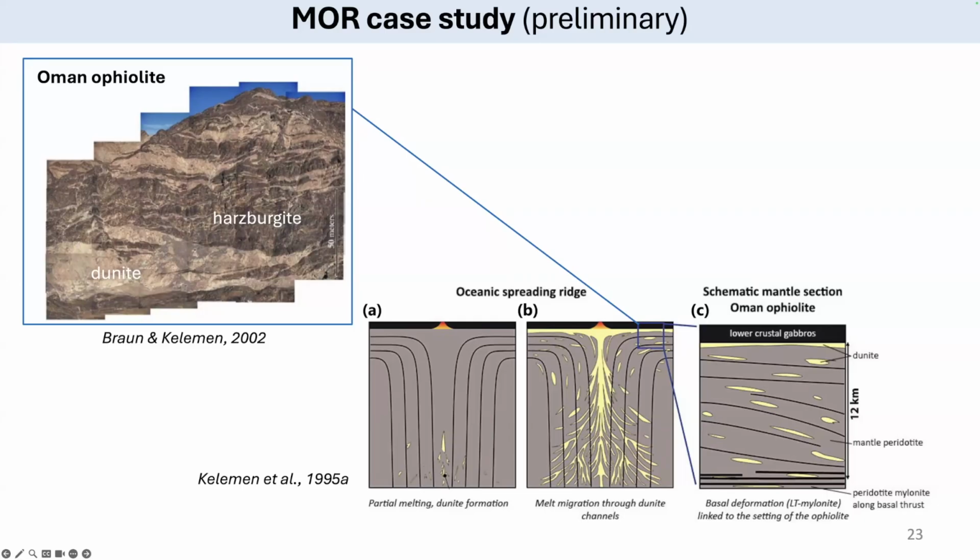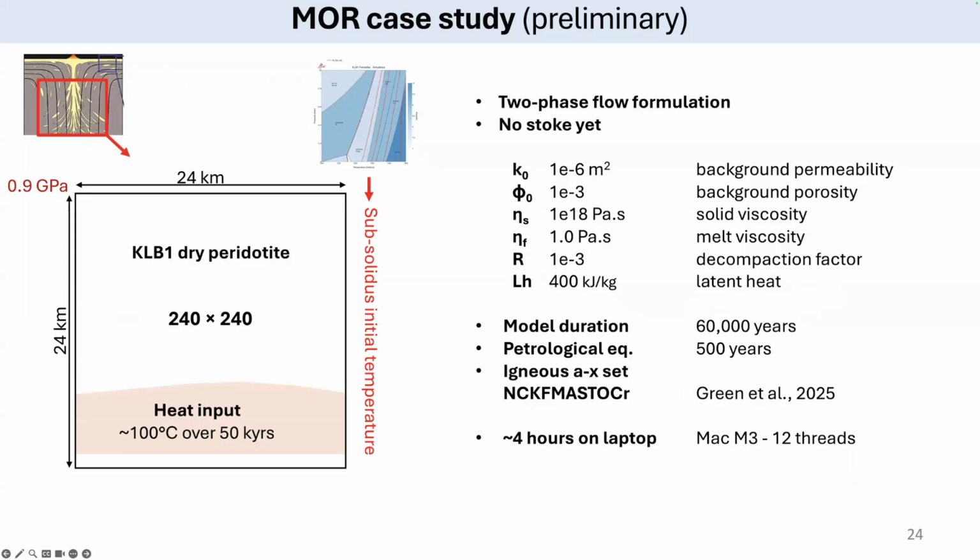So here my idea was fairly simple. I wanted to study a little window of this mantle, and for this I created a model that is 20 kilometers wide and 20 kilometers thick. And the pressure at the top here is set to be around 0.9 gigapascal.